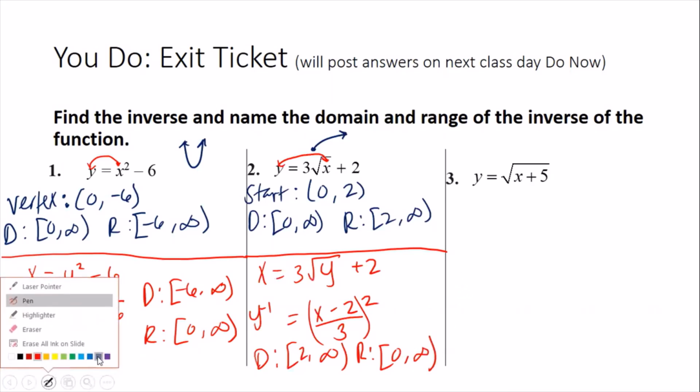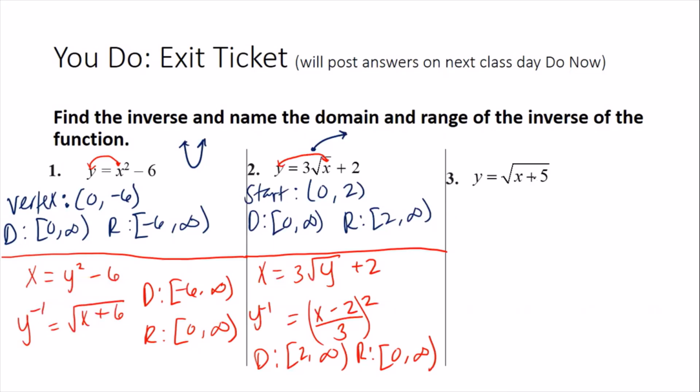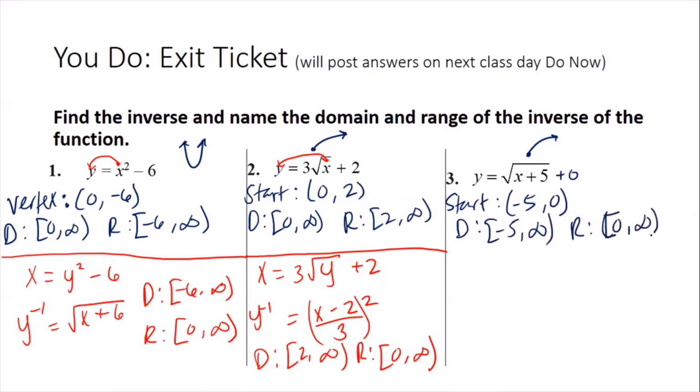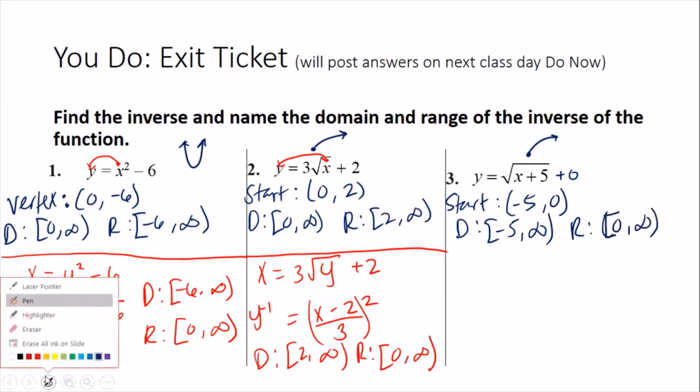Okay, then last one. Again, we have another square root. So we don't have a vertex, but we do have a starting point. This time, we have our positive a. There's nothing there, so it's positive 1. And our h is, remember, x's are liars. So it looks like it's a positive 5, but it's actually a -5. And there's no k, so it's plus 0. So we start here. Therefore, our domain is from -5 to infinity. And our range is from 0 to infinity. All right, so we're going to pause and I'm going to let you find the inverse.